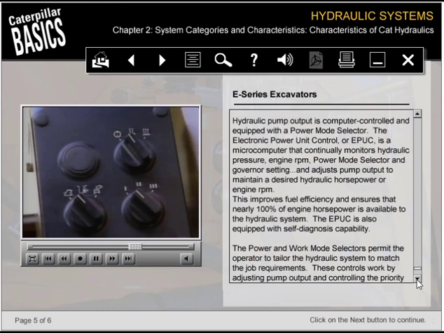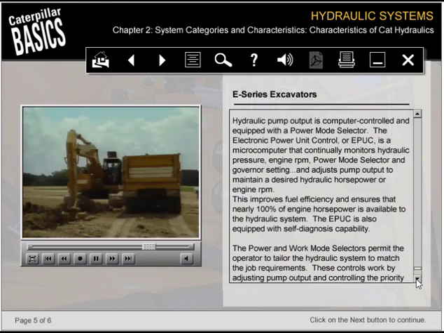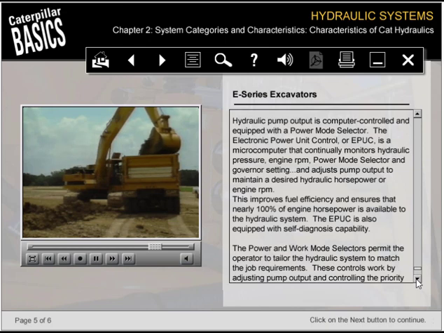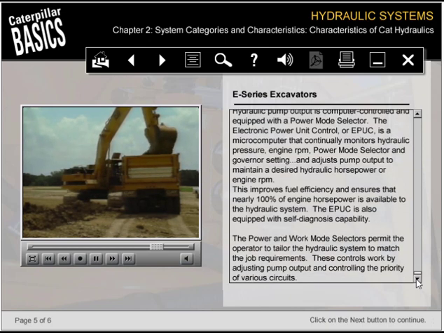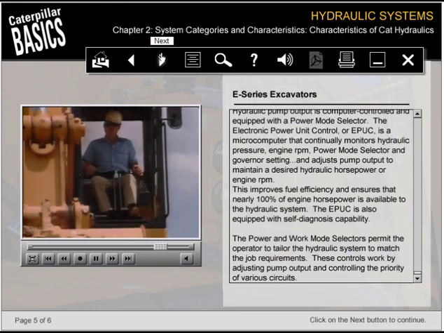Hydraulic pump output is computer controlled and equipped with a power mode selector. The Electronic Power Unit Control, or EPUC, is a microcomputer that continually monitors hydraulic pressure, engine RPM, power mode selector and governor setting, and adjusts pump output to maintain a desired hydraulic horsepower or engine RPM. This improves fuel efficiency and ensures that nearly 100% of engine horsepower is available to the hydraulic system.